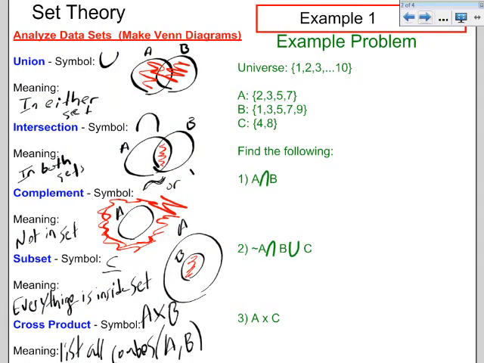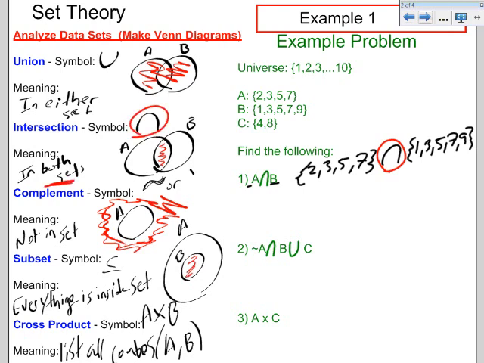Alright, so in this example, we're going to go through and find the different pieces. So this is A intersect B. Again, upside down U means intersect. So what's in A is numbers 2, 3, 5, and 7. And what's inside B is the numbers 1, 3, 5, 7, and 9. So the intersection means it's in both sets. Okay? So it's the numbers that are shared by both. So if we look across and find numbers that are in both, 3 is in both sets, 5 is in both sets, and 7 is in both sets. So A intersect B would be 3, 5, 7. Those are the only things that are in both.